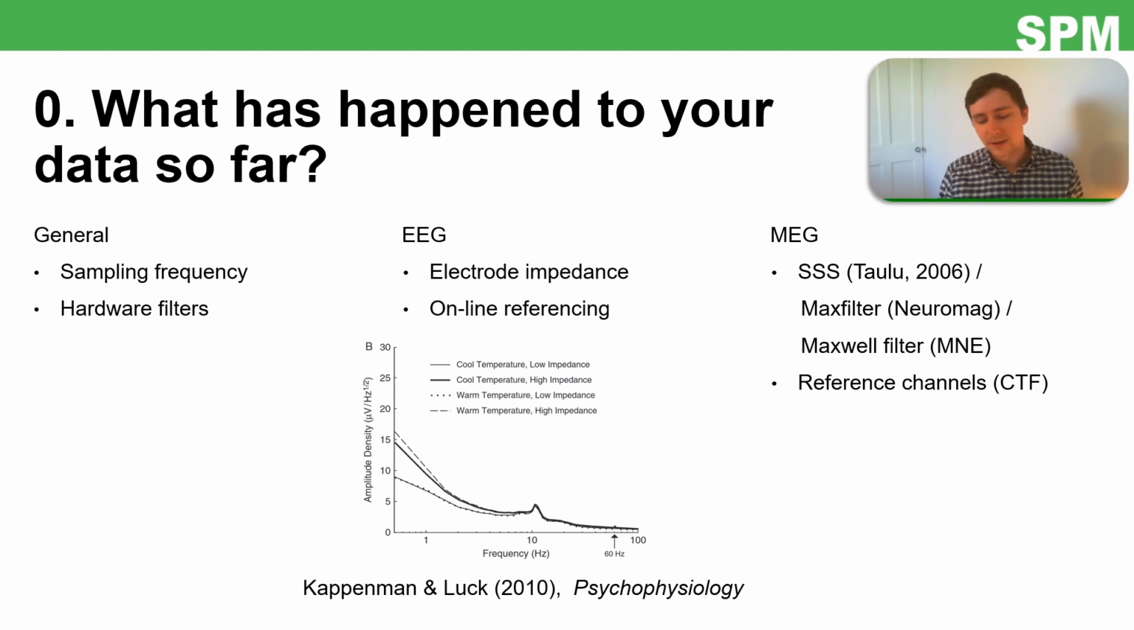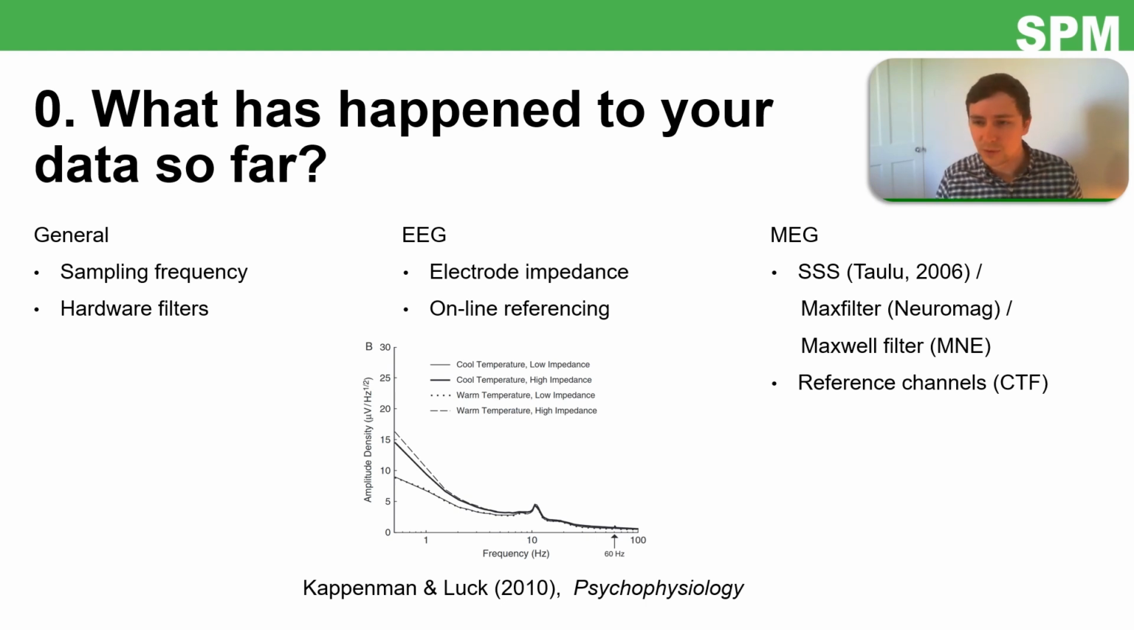Also be aware, and I'll talk about this on the re-referencing slide a bit more, of what your online reference was. Usually it doesn't really matter too much, because you can re-reference, but you do need to know what it was. All this information, the sampling frequency and the online reference, all of that kind of thing, should be stored in your files, and SPM will read it in, hopefully.